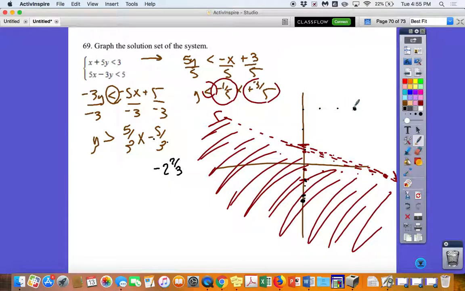1, 2, 3. All right, again, dotted line. And we flipped it. It's now greater than. So we're going this way.